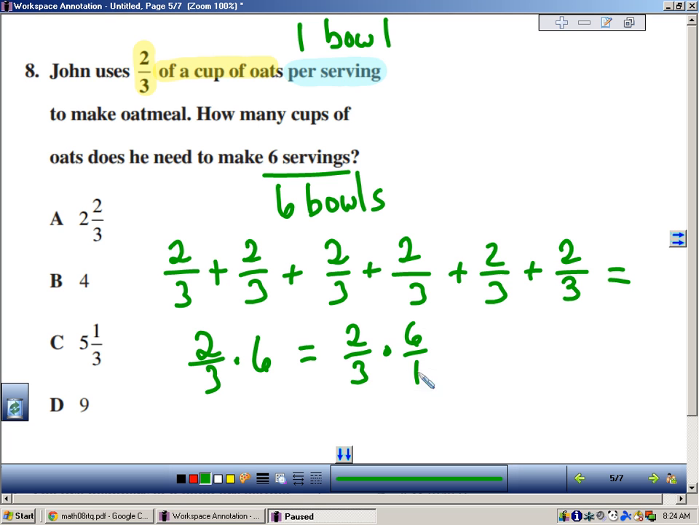I'm going to cross reduce. So 2 times 2 is 4. 1 times 1 is 1. The answer is 4 cups. So in order to make 6 servings, I need 4 cups.